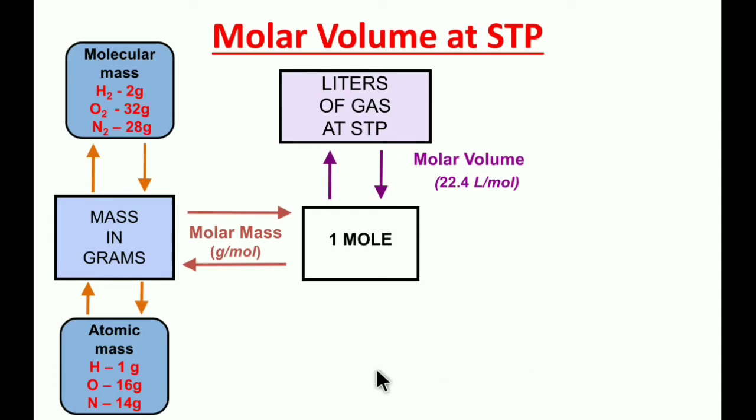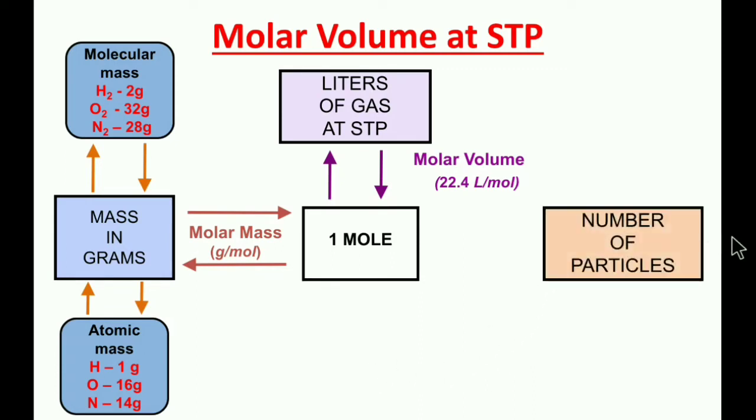And coming to the next one. The next important one is the number of particles. 1 mole of any substance, we can make it equal to the number of particles, so we can count it with the number of particles. The number of particles is generally 6.02 into 10 to the power of 23. This is called Avogadro's number. 6.02 into 10 to the power of 23 is Avogadro's number.